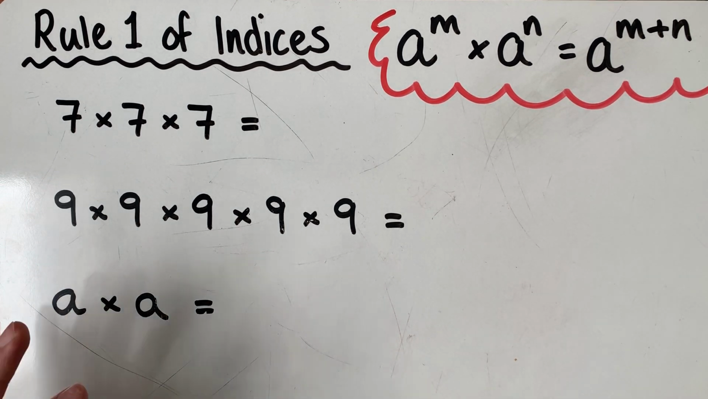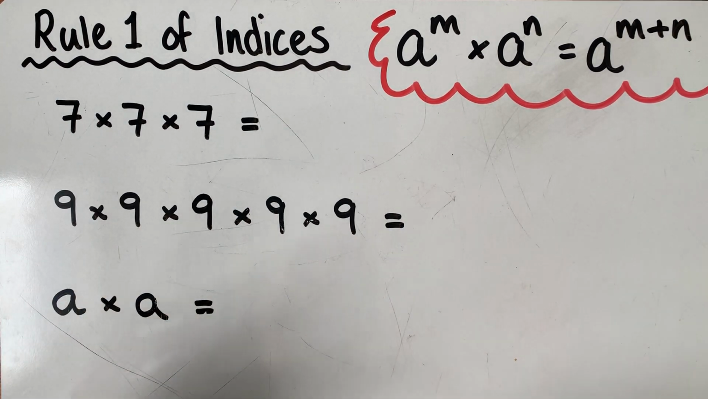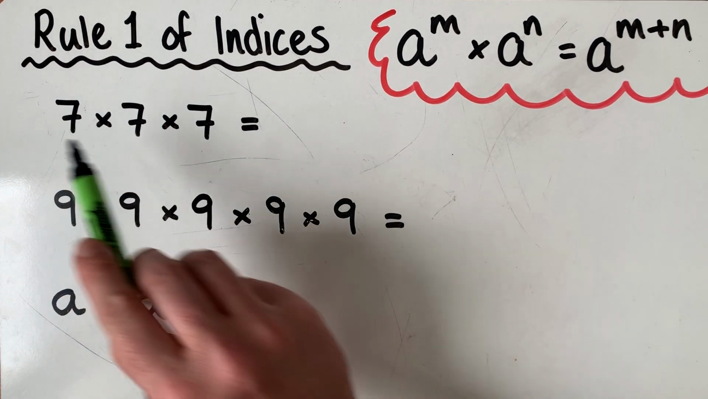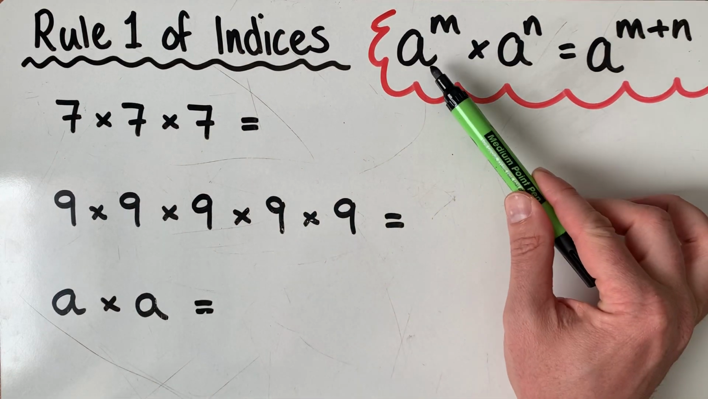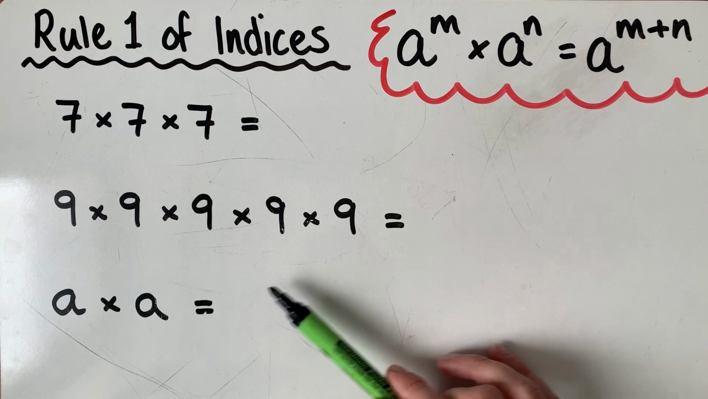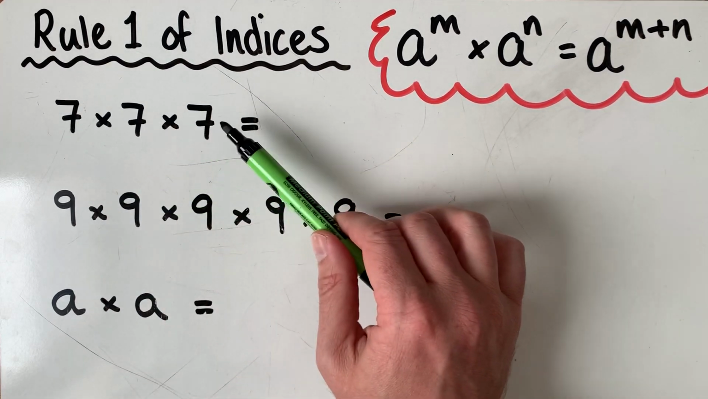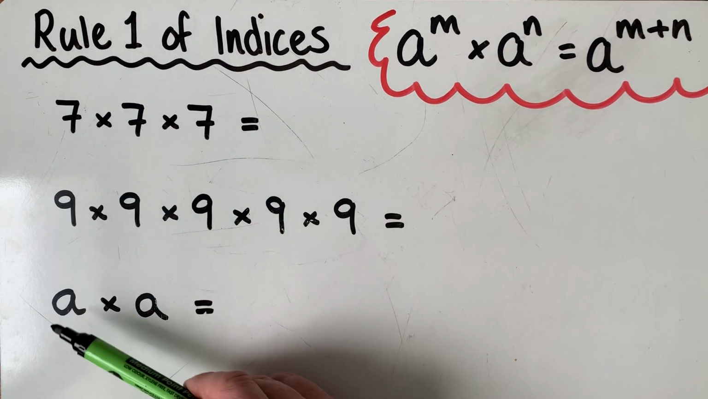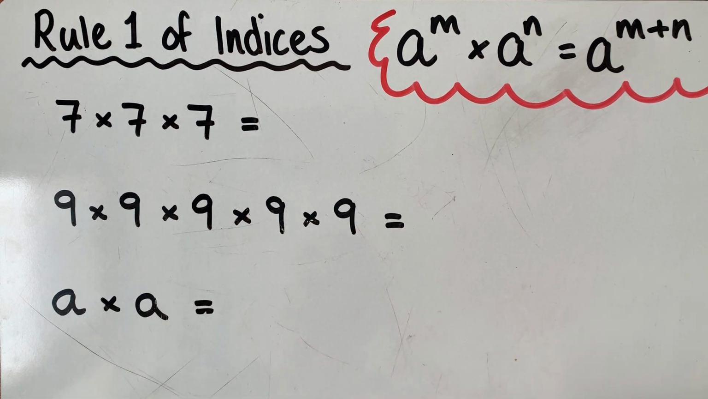So what we're going to do is take these examples. The important thing to note when we're dealing with indices is that these rules only apply if what's called the base is the same. So the base is the number or the letter that we're multiplying together. So if this was 7 times 8 times 9, this rule wouldn't apply. Similarly, if this was A times B, the rule wouldn't apply.